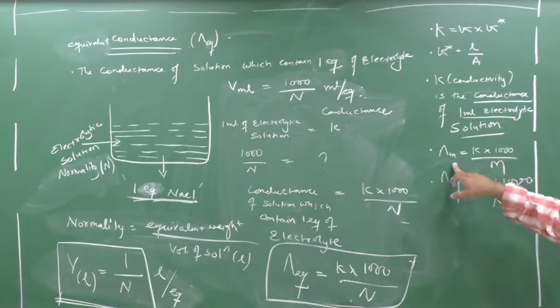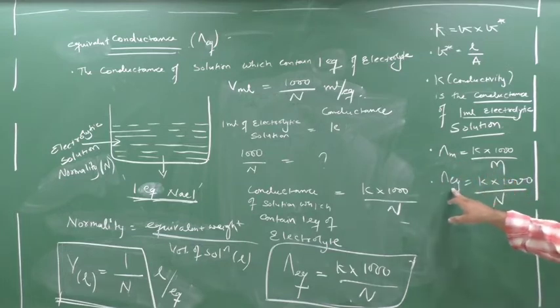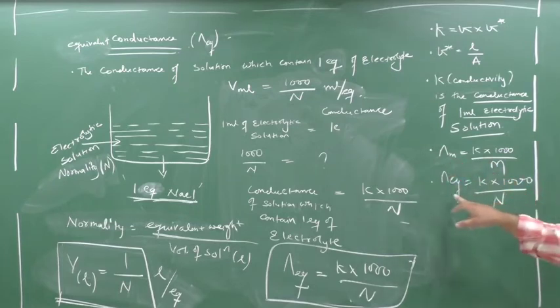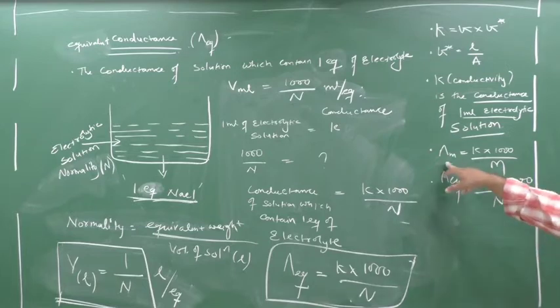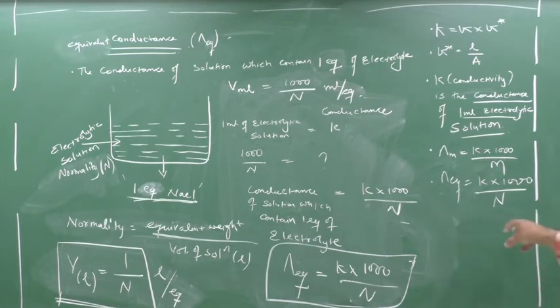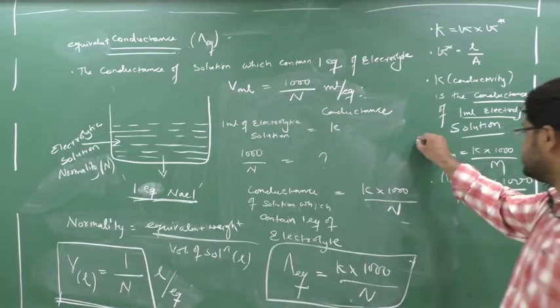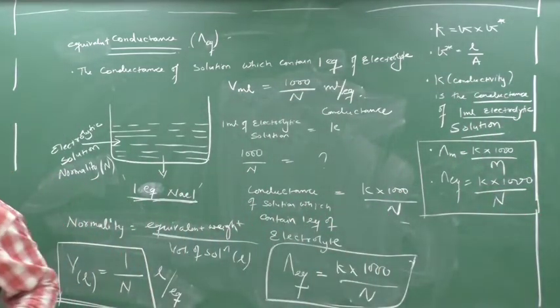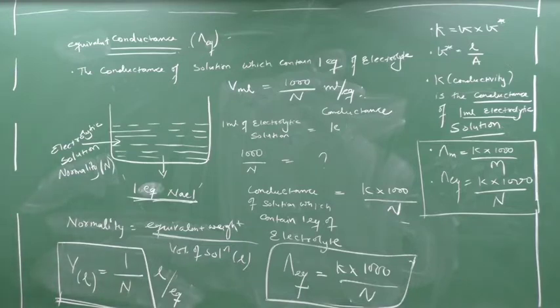See, Lambda M is the molar conductivity, so molarity will come. Equivalent means normality will come. So when it is molar conductance, molarity will come, and equivalent conductance means normality will come. So Lambda M is K 1000 upon molarity. Lambda EQ means equivalent weight is connected to normality, so Lambda EQ will be K 1000 upon N. Clear? Please remember this, it's very important. Please note it down or take a screenshot. Then we will move to the next topic, that is the units of equivalent conductance and molar conductance.